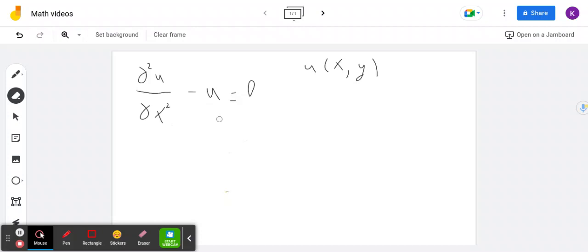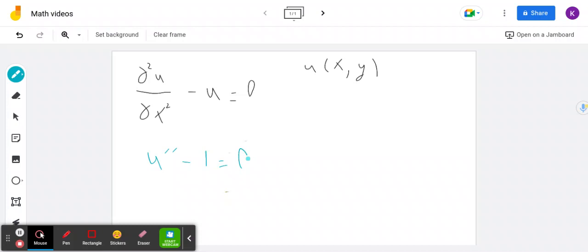So if you just look at it as a normal differential equation, this is a fairly simple differential equation. I'm going to turn this into just a normal differential equation and try to solve it that way, and then rearrange the variables. So let's say this is u double prime, the second derivative of u, minus u is equal to 0.